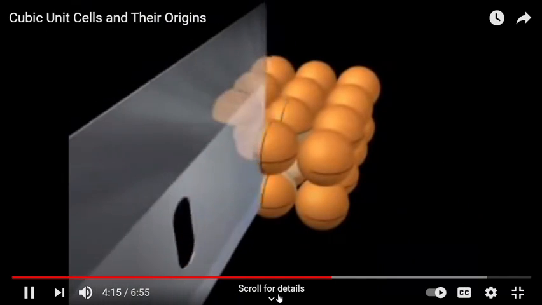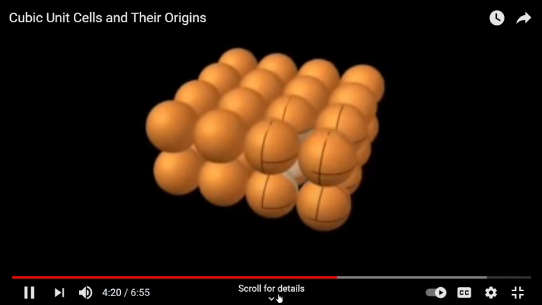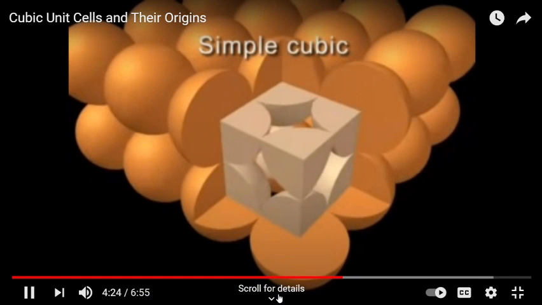Those larger spaces mean an inefficient use of space. In fact, only 52% of the available volume is actually occupied by spheres. Because of this inefficiency, the simple cubic unit cell is seen rarely in nature.